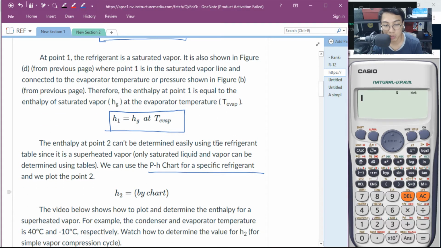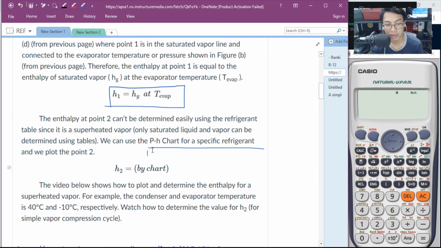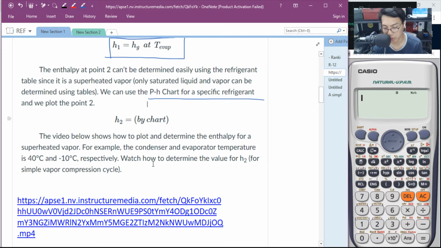So, H2, by chart tayo dyan. So, dito, magkakaiba-iba lang tayo ng chart reading talaga. So, I have here a sample. So, meron yung video below, so you can watch it on your own. But, what better way for us to understand it is to solve a certain problem. So, let us see later.